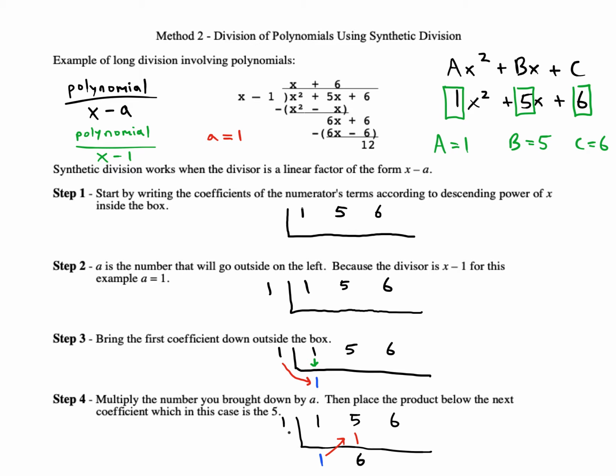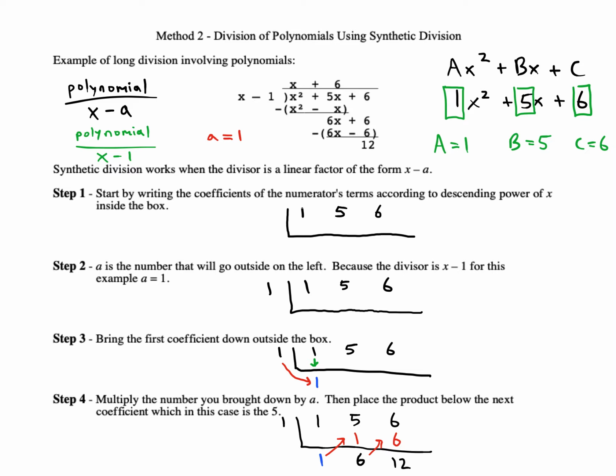And then we want to yet again multiply the 1 on the outside times the result of our addition. So 1 times 6 makes 6. And the result that we get goes below the next constant. Add the results at the end. 6 plus 6 makes 12. And then we're actually done, and we just have to now interpret the results that we got.